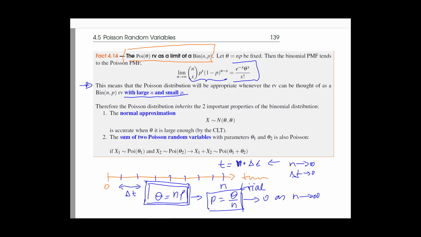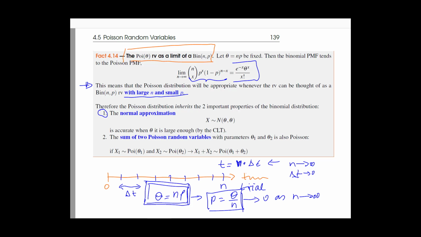Okay, since the Poisson is related to the binomial like that, it inherits the properties of the binomial distribution. First one is the normal approximation. This is saying that the normal approximation should be good. And remember, for the normal, we put the mean and the variance of the distribution we're approximating. In the case of the Poisson, both are equal to theta. Okay? We're going to see the accuracy charts below.